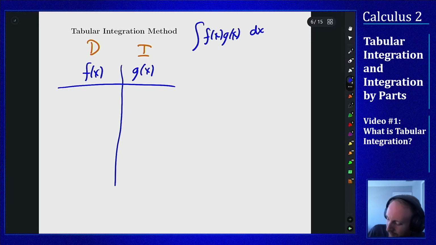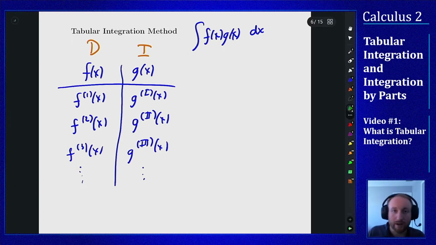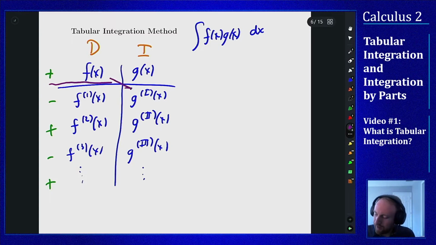If we fill that in, we'll have f first derivative, f second derivative, f third derivative, and so on. And we'll have g first integral, g second integral, g third integral, and so on. So there's our differentiating f, integrating g bit. Now I need the alternating signs, and to do that, I will just put them on the left side of this table with a plus sign in the first row, and then alternate down like that. Now, how do I write this antiderivative, this integral? Well, I'm going to start from the top, and for each one of these f terms, I'm going to pair it with the one down and to the right.